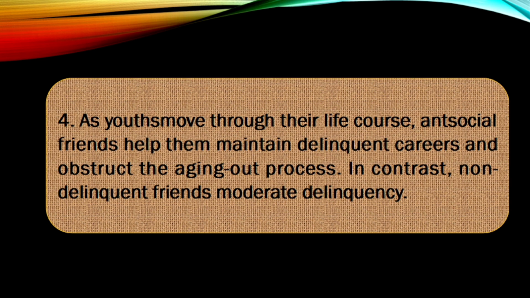Next is, as youth move through their life course, antisocial friends help them maintain delinquent careers and obstruct the aging out process. In contrast, non-delinquent friends moderate delinquency. So if adulthood brings close and sustaining ties to conventional friends, marriage and family, the level of deviant behavior will decline. So kung mas marami sa atin as we grow up, mas nasusustain natin yung ties with each other, yung ties na meron tayong good relationship with other person, maybe yung pagkakaroon ng deviant behavior habang bata pa lang is madedecline na.